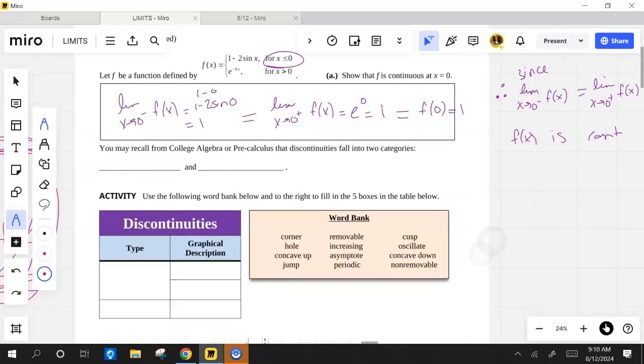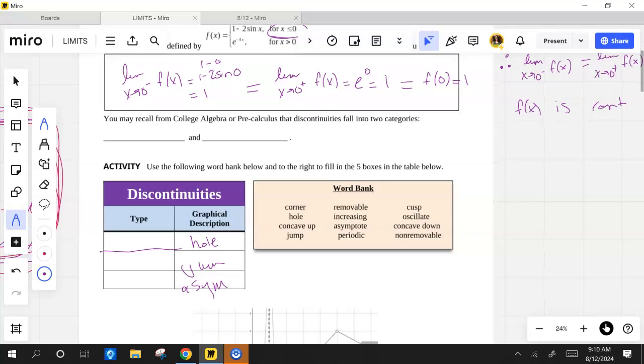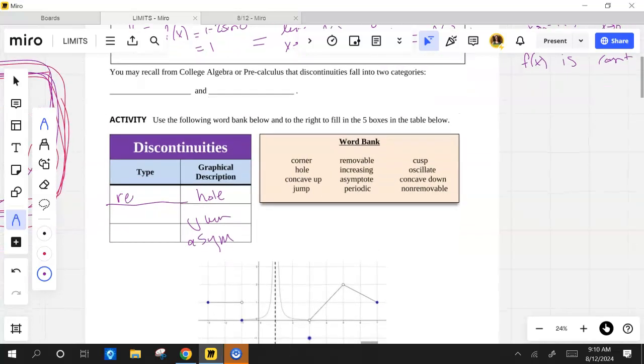I'm not going to go through this whole chart. Y'all already know this. What are the types of discontinuities? A hole is the graphical one. Jump is also one, and asymptote. You're exactly right. What kind of discontinuity is a hole? We said this earlier. Removable.